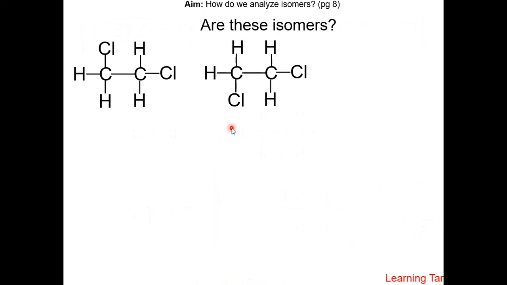Now we're going to look at 3 common misconceptions when it comes to identifying isomers. Let's look at the first one. Are these two compounds isomers? Let's analyze it. The right side of the molecule seems to be the same. Let's look at the left side.